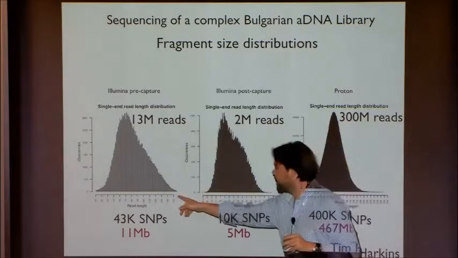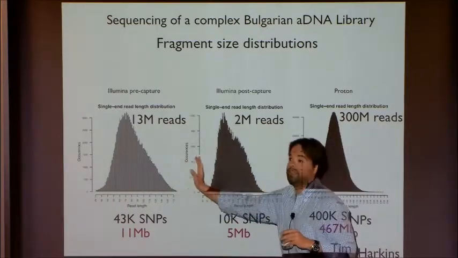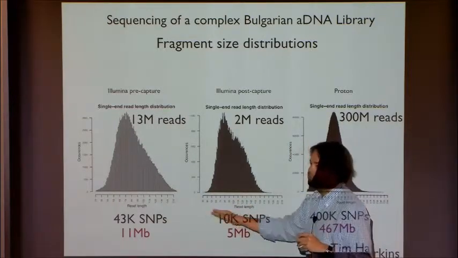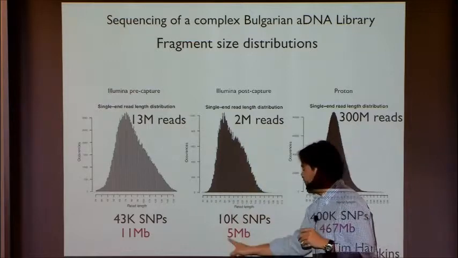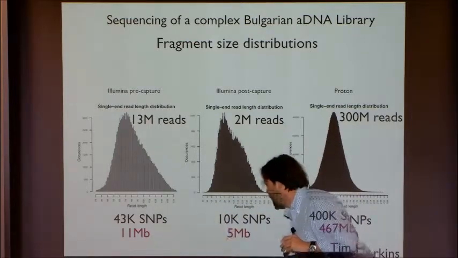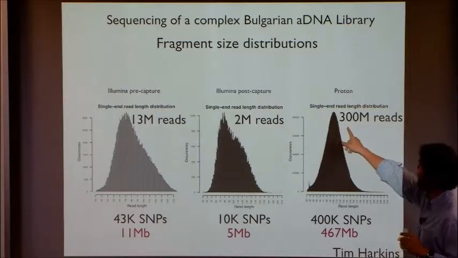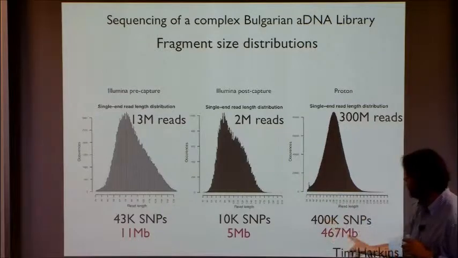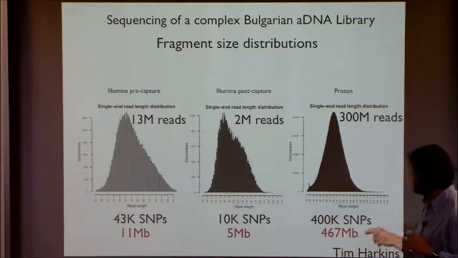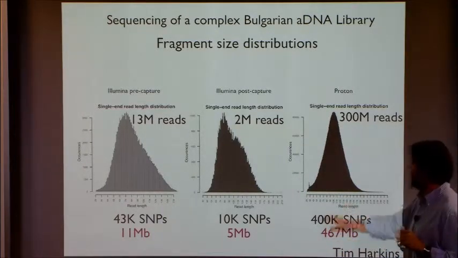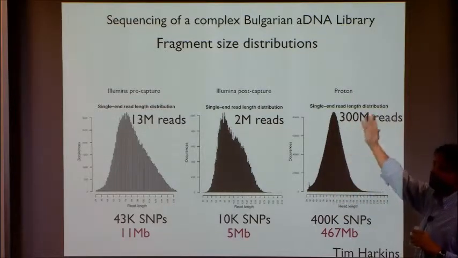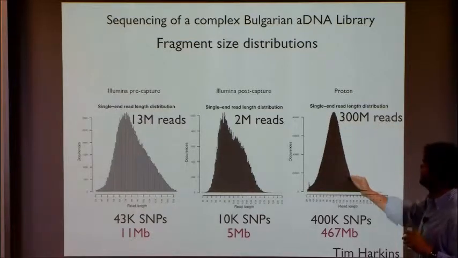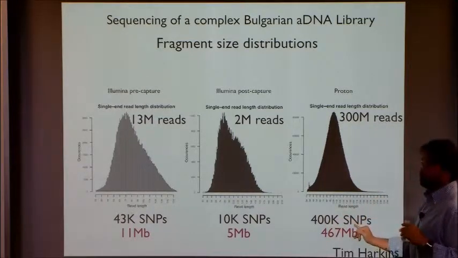Our post-capture data, in fact, is even less than what we had in the pre-capture. That's why we call somewhat fewer SNPs in the post-capture. It's actually got less overlap, but the Proton data was through the roof. Here we've got about 467 megabases of sequence, and again, this is beginning to tap out. I don't remember the exact numbers, but it's in the 20-some percent duplicates, and we call about 400,000 SNPs.